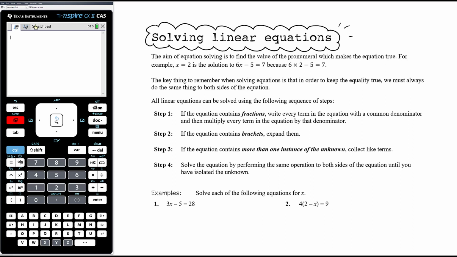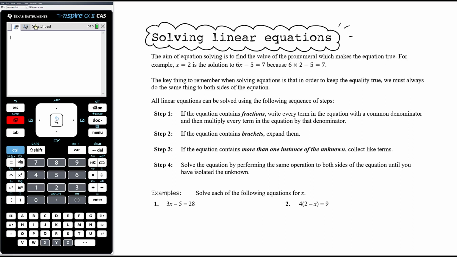So for me, the first priority is dealing with fractions. If the equation contains fractions, I want to deal with getting rid of the fractions first. And I have one fail-safe method that, no matter whether there's one simple fraction, 10 complicated fractions, fractions on both sides, whatever is going on with the fractions, the same method will work every time. And that is to write every term in the equation with a common denominator, and then you can multiply every term in the equation by that denominator so that you no longer have fractions.